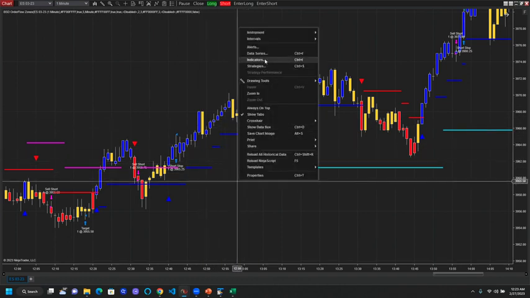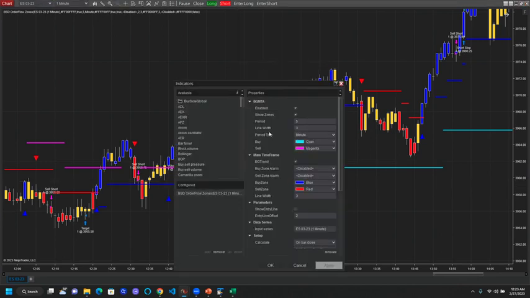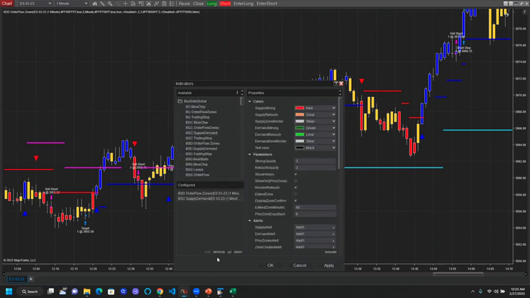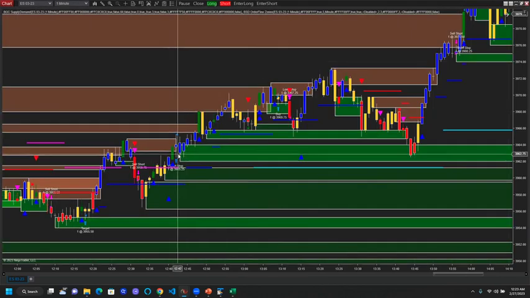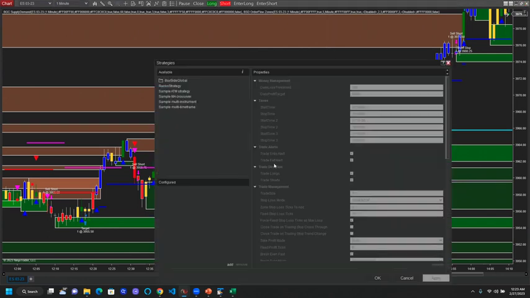All right, so let me go back to the indicator. Let me add supply and demand. All right, so I'm going to move a little bit up. So now we have both indicators on. Let me go to the strategies right now.